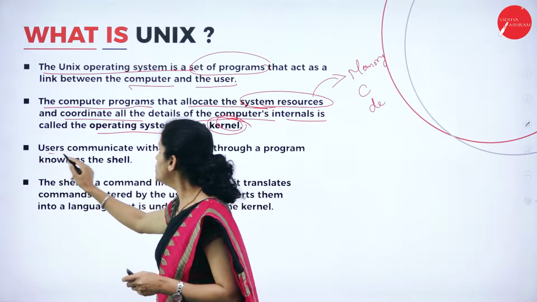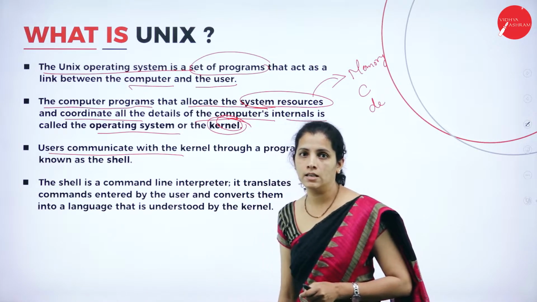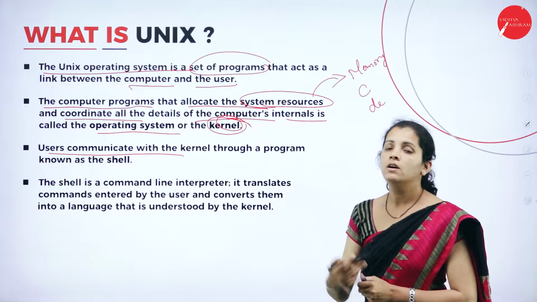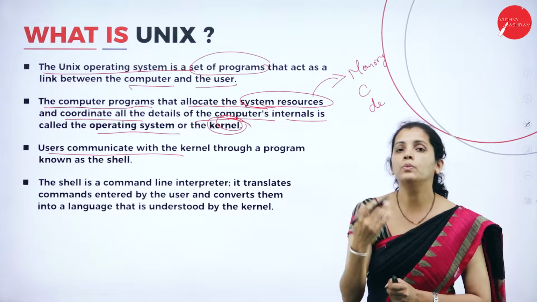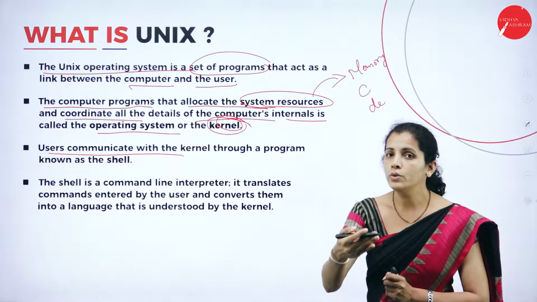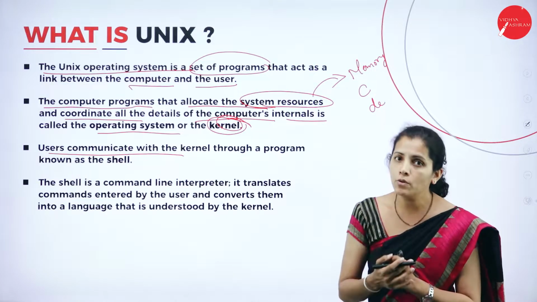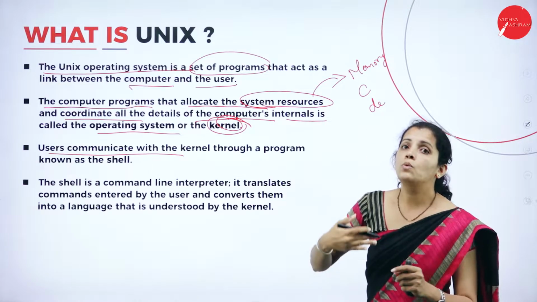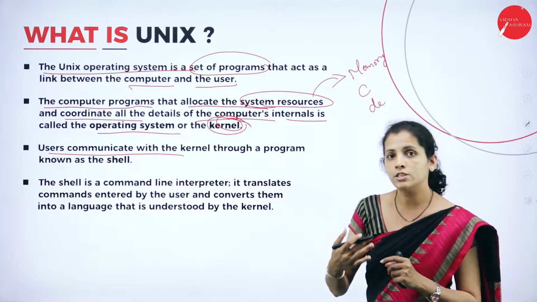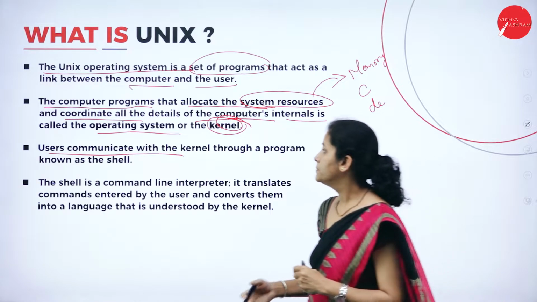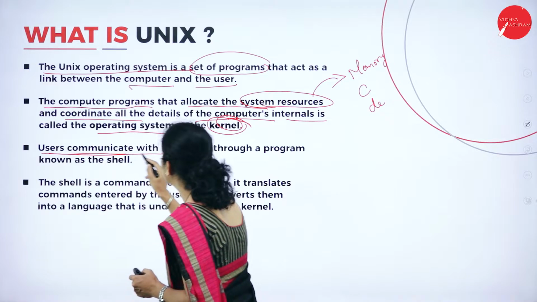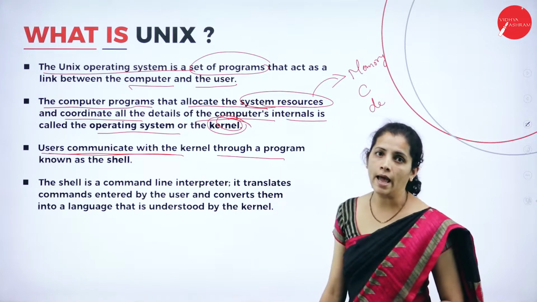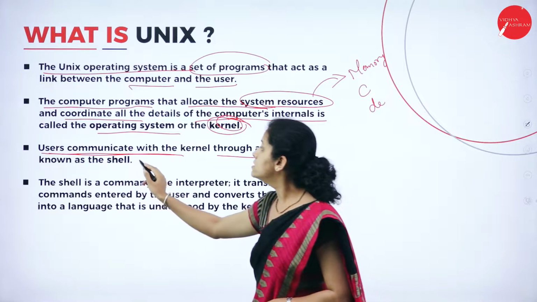So here the user communicates with the kernel. That means in Unix operating system, if the user wants to communicate with the kernel or Unix operating system, how are they going to communicate? Through the shell. Users give the instructions or commands. So here users communicate with the kernel only through a program, and it is known as shell.